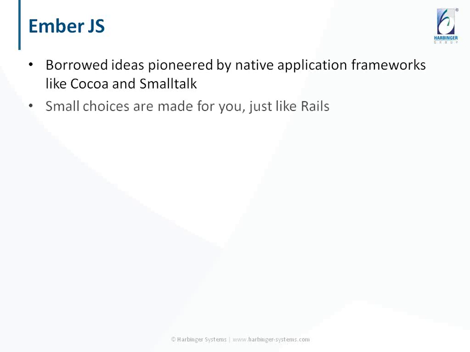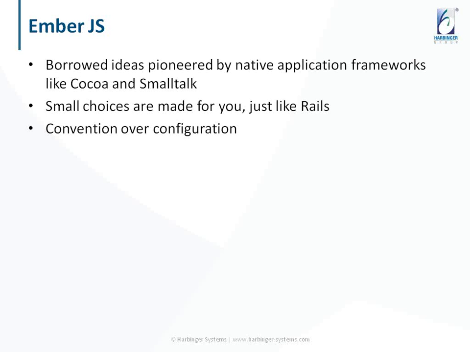Small choices are made for you, just like Rails. What does it mean? There are many concepts which you can map with EmberJS concepts, like Active Record, which is used for mapping data with the database. The same concept exists in EmberJS, which is the Ember Data library, which is actually used for data persistence purposes, and that maps the client-side model with the server-side data. Although we can develop an EmberJS application without using the Ember Data library.